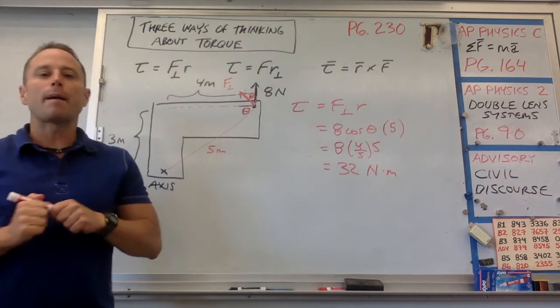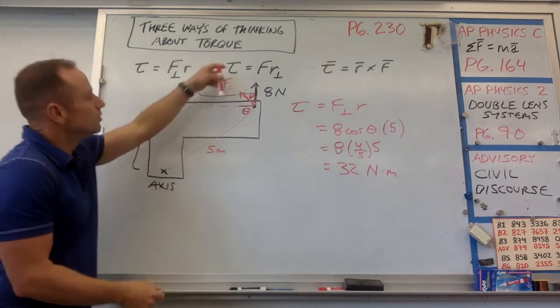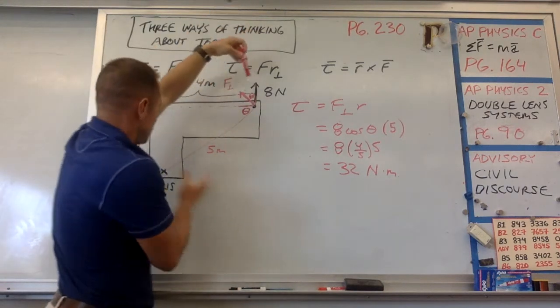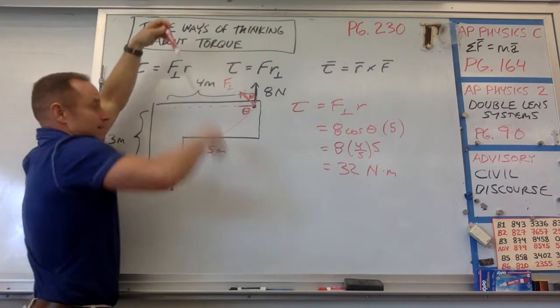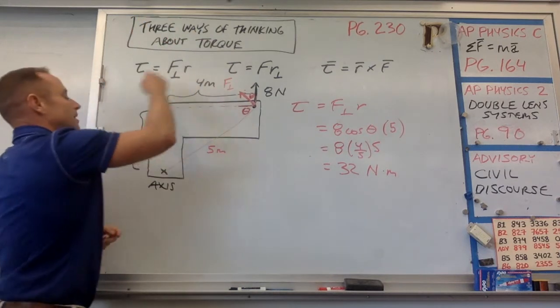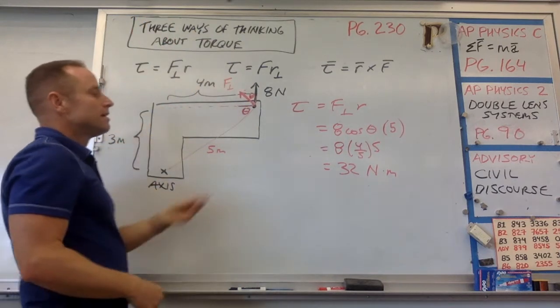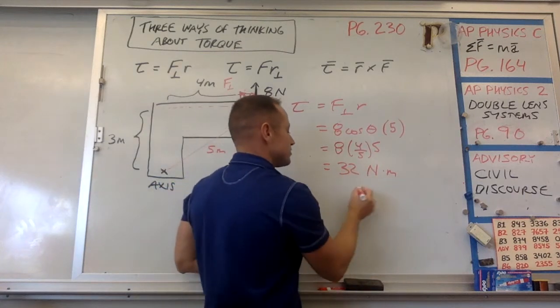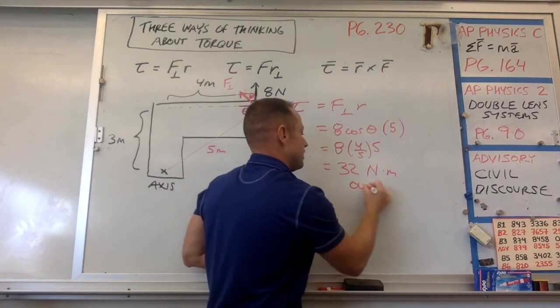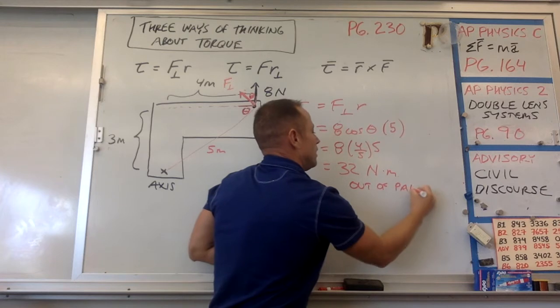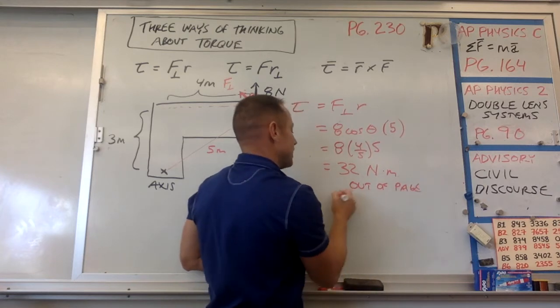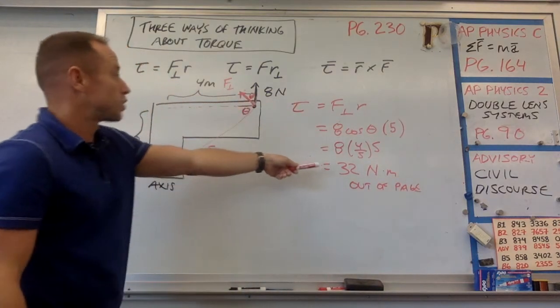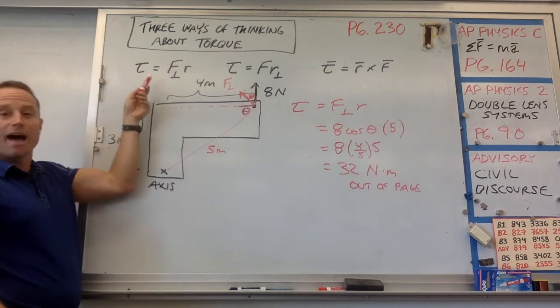And then if you remember the direction for this, you notice that we're pulling up this way, and here's the axis, so this thing's going to spin around like this. So that's counterclockwise. So you could say that this is 32 newton meters, and then you could say it's out of the page, by right-hand rule. Okay, so that's your torque calculated using F perp R.